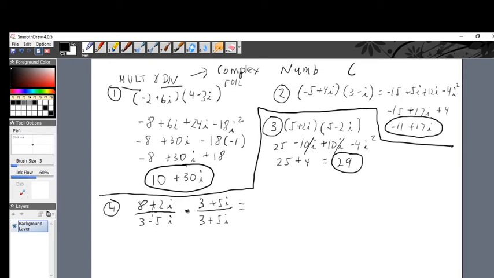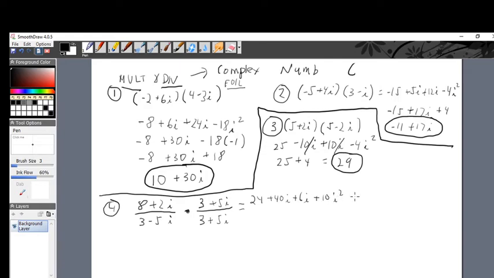We're going to have to do 2 FOILs here. FOIL for the numerator and FOIL for the denominator. All right, so let's get at it. 8 times 3 is 24. First times first. Outside times outside, 8 times 5i is 40i. Inside times inside is 2i times 3, which is 6i. And then 2i times 5i, last times last, is 10i squared.